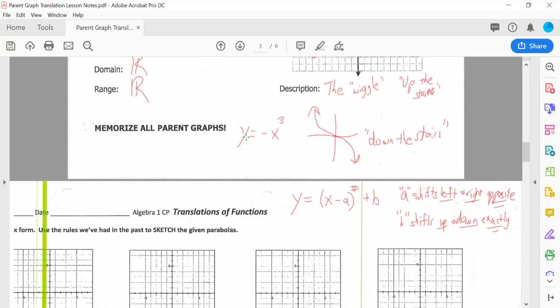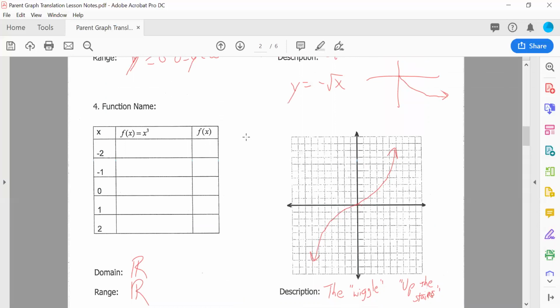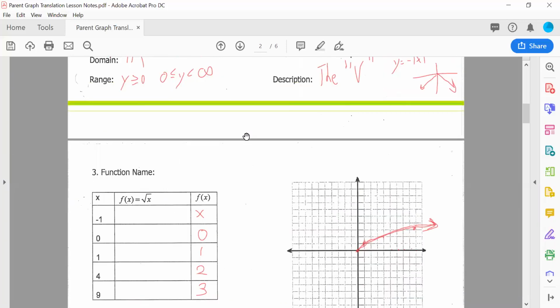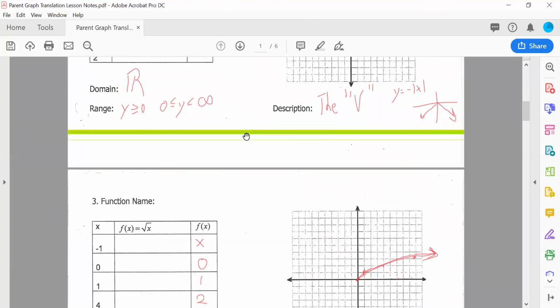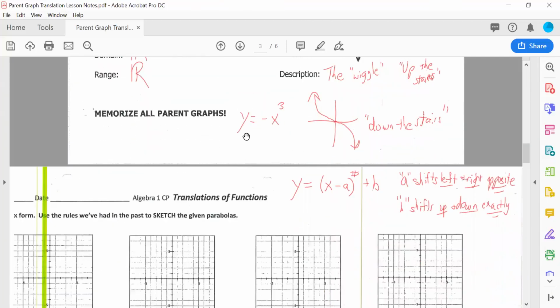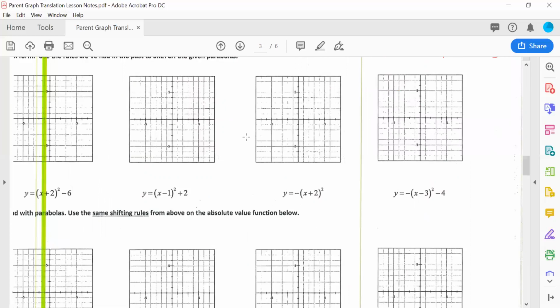So now we're going to take these parent graphs, memorize these. You got the wiggle, you got the square root, you got the V, which is the absolute value, and you've got the parabola. Now we're going to take these graphs and we're going to graph them. It says graph these things. Now, I don't know why this green band is here, but that's a plus. x plus 2 squared minus 6.